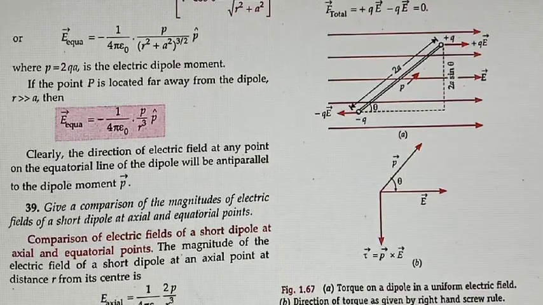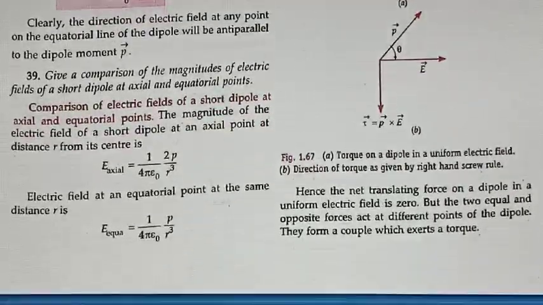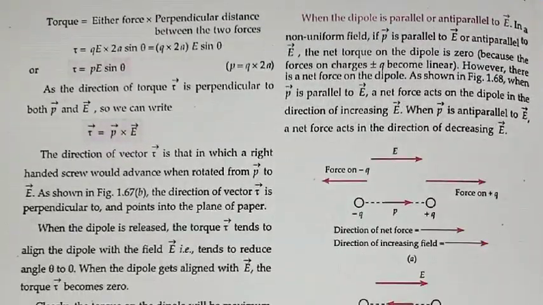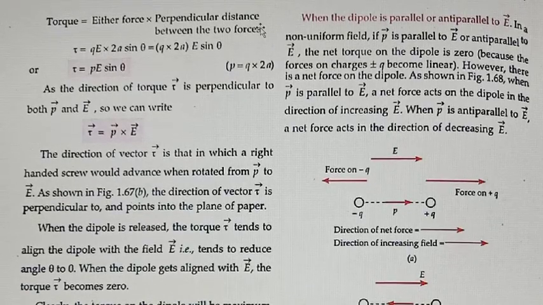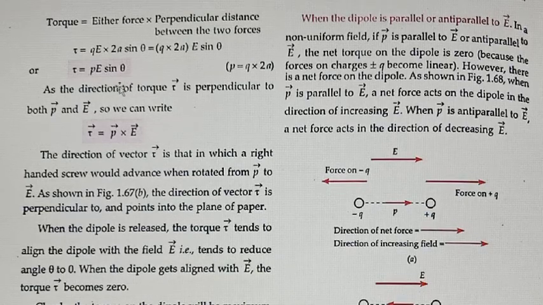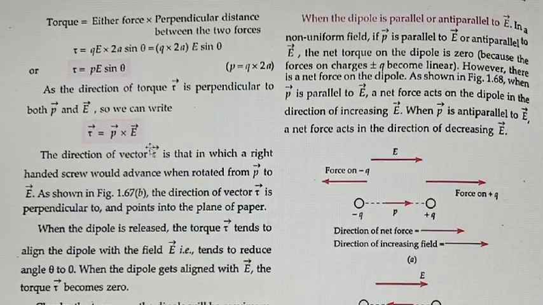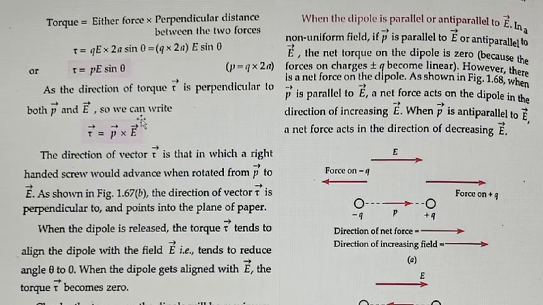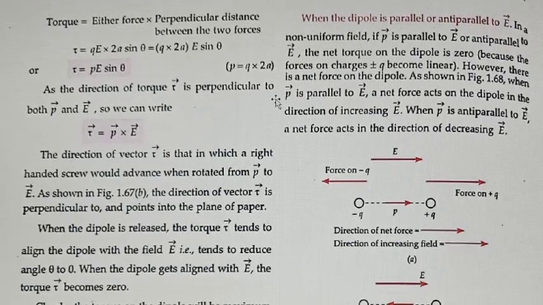So immediately you can calculate the torque. You can see here torque is equal to force multiplied by perpendicular distance. So QE into twice a sine theta. So introduce P here, dipole moment, tau is equal to PE sine theta. So you can use the concept of vector product or cross product. Tau is equal to P cross E. This is the expression for torque experienced by an electric dipole when placed in a uniform electric field. Thank you very much.